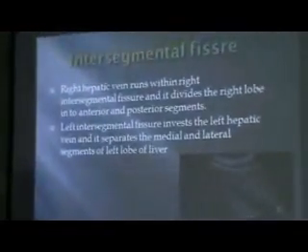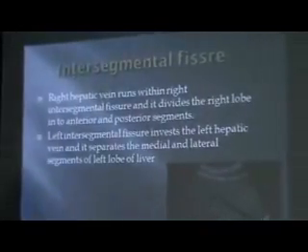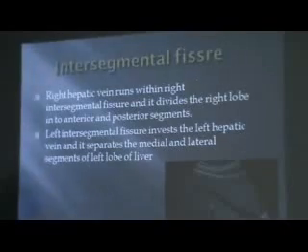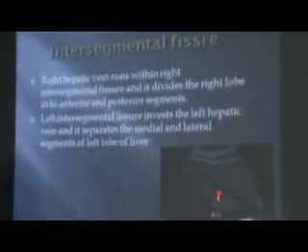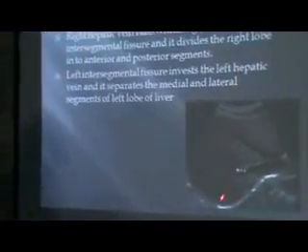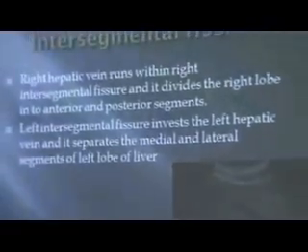The right hepatic vein runs within the right intersegmental fissure and divides the right lobe of the liver into anterior and posterior segments. There is a left intersegmental fissure that houses the left hepatic vein, which separates the medial and lateral segments of the left lobe of the liver.